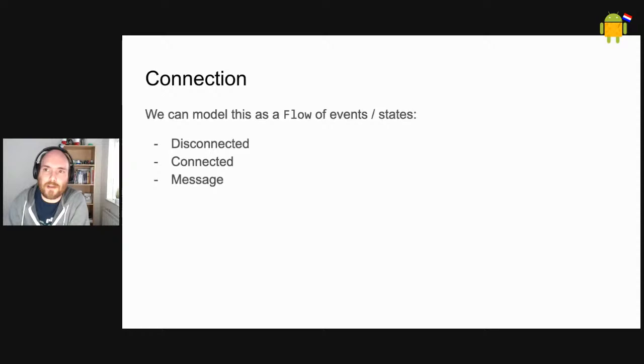I use a particular pattern in a couple of ways in the app. So you can think of a connection as a flow of events and states. And I'm modeling this in the same way. So you can say, well, this connection starts disconnected, and then it gets connected. And at some point, messages start flowing, and at some point, it gets disconnected again. We can easily model that with a sealed class.